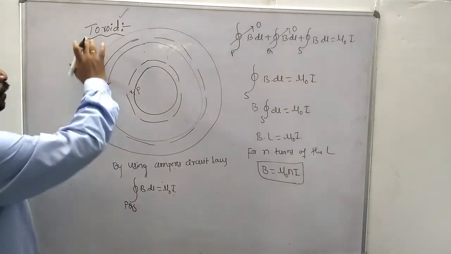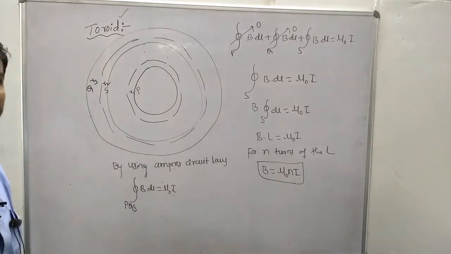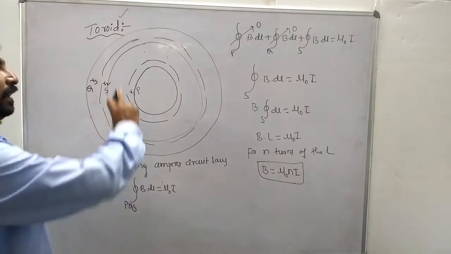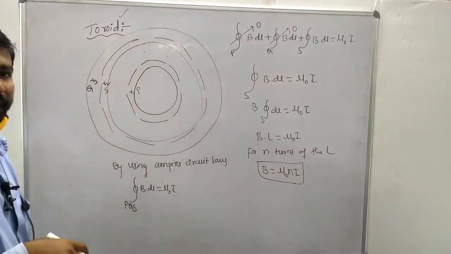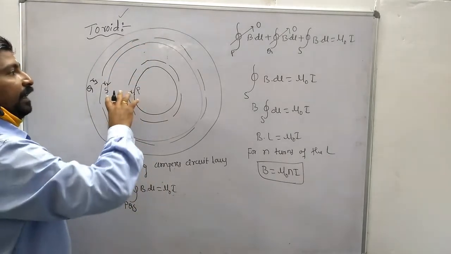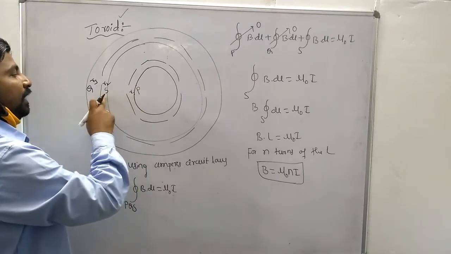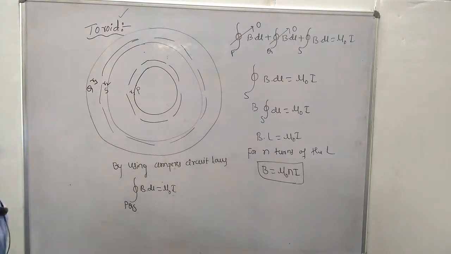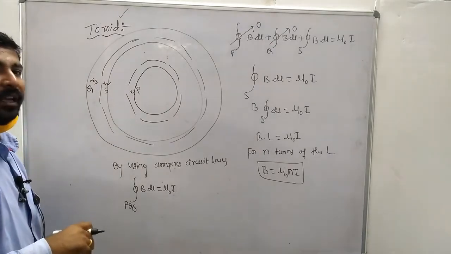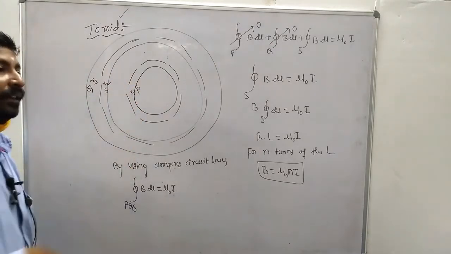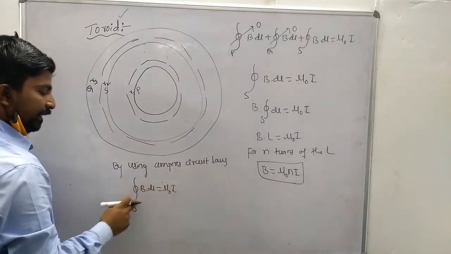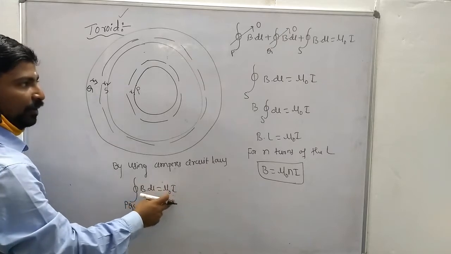Once again, what is meant by a toroid? A solenoid bent in the form of a circle is called what? A toroid. Now consider a vertical section of the toroid. There are three Amperian loops P, S and Q of radii R1, R2, R3 respectively. Now the magnetic field at a point inside the toroid is given by Ampere's circuital law: the line integral of B dl is equal to mu naught I.